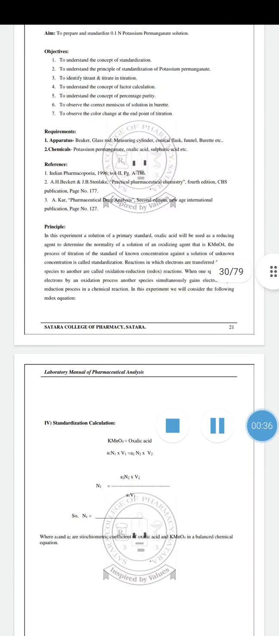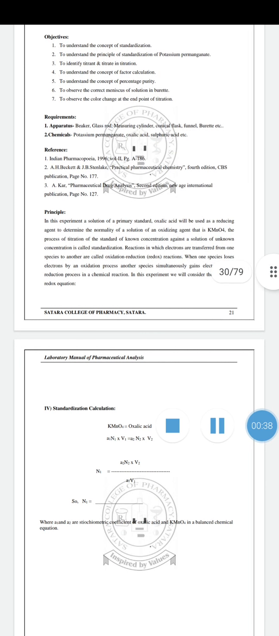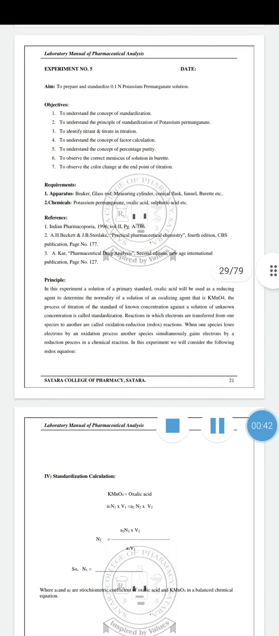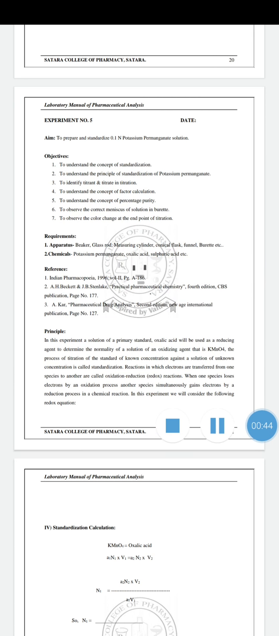The requirement: potassium permanganate, oxalic acid and sulfuric acid. These solutions are used for the experiment, potassium permanganate standardization and preparation.